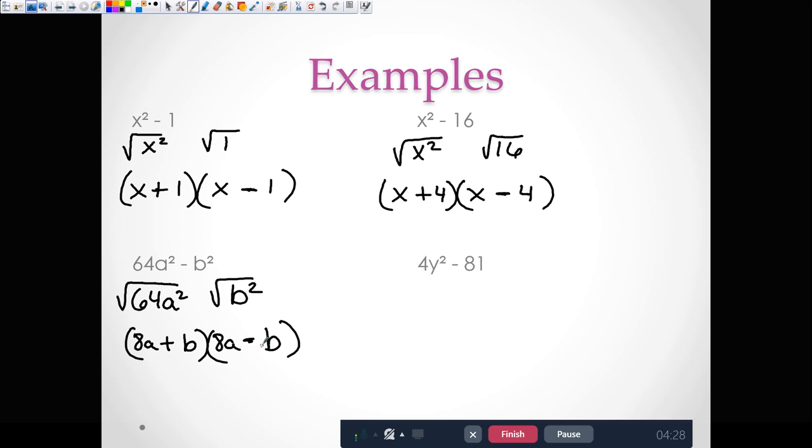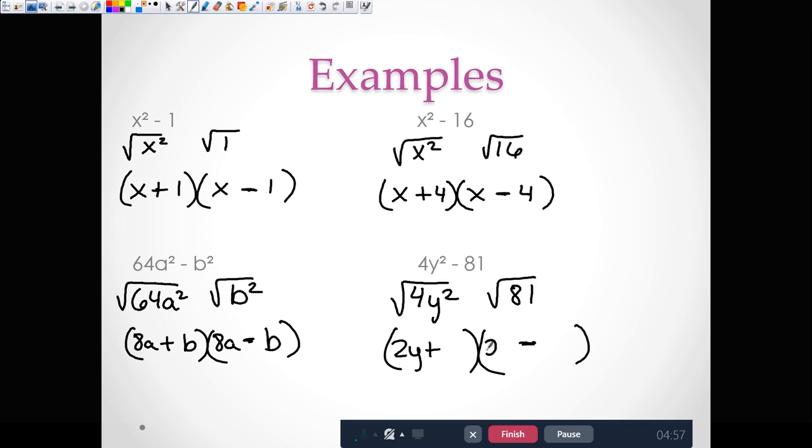Is 4y squared a perfect square? Is 81 a perfect square? Is it subtraction? Yes. All right, so I'm going to square root my first term, square root the last term, and make my answer a product of a sum and a difference. What's the square root of 4y squared? 2y. And what's the square root of 81?